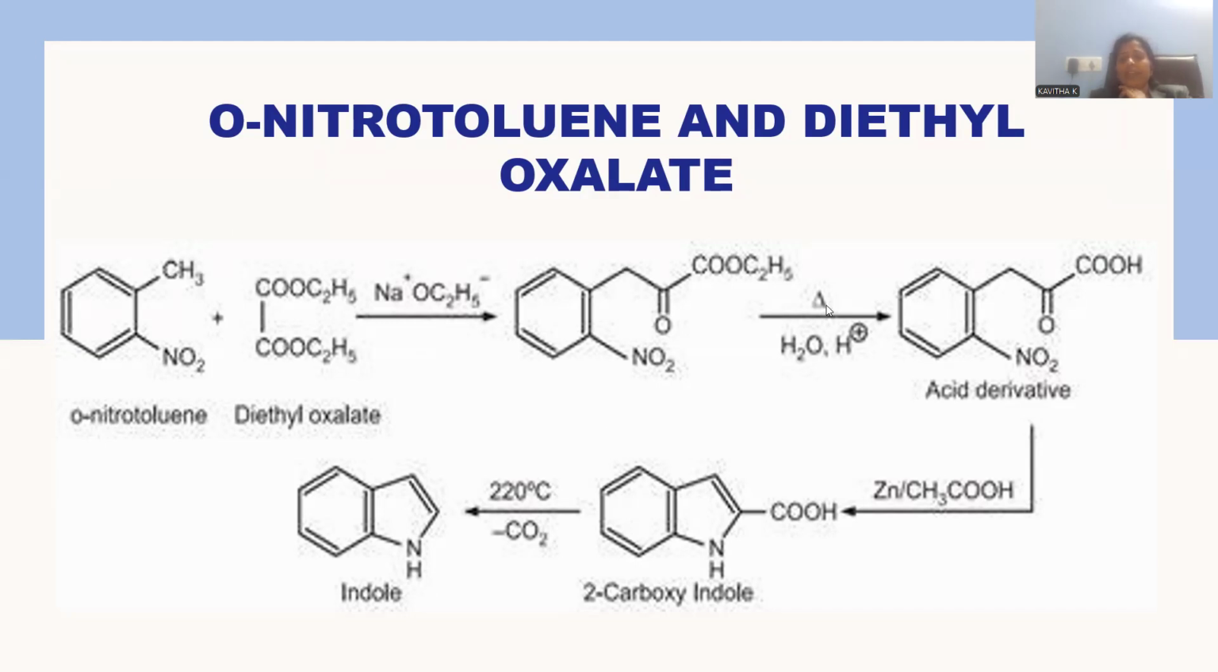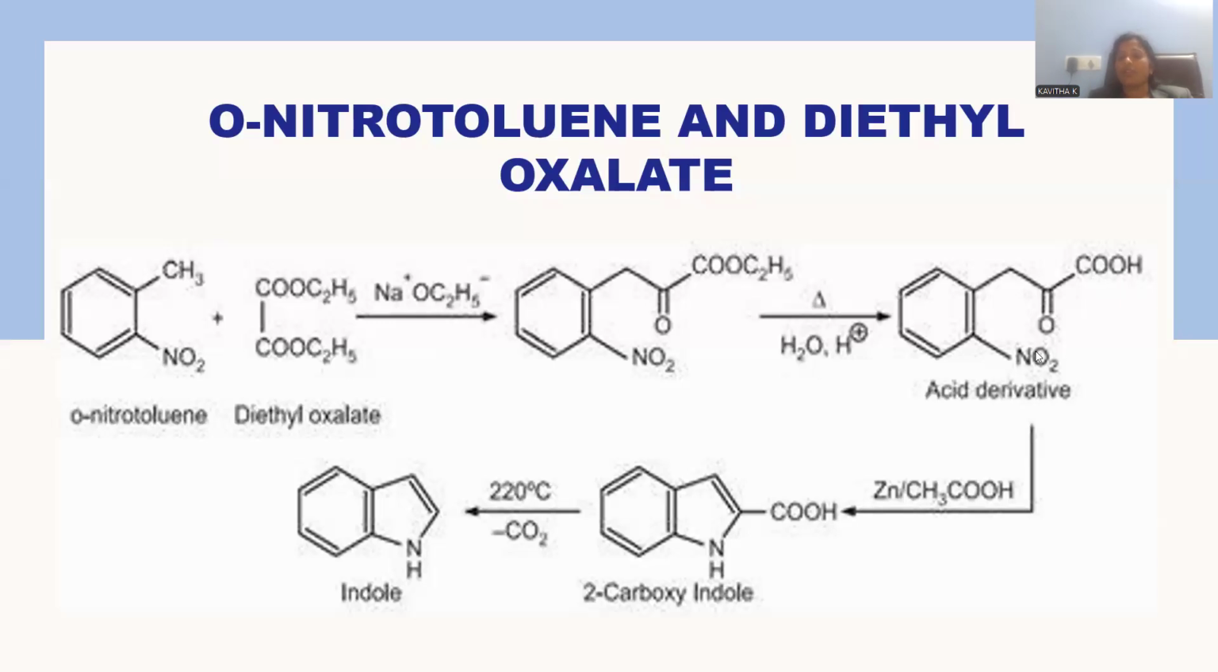Later, let me heat the compound under acidified hydrated conditions so that the ester will be hydrolyzed into the corresponding carboxylic acid. We get an alpha keto carboxylic acid, which is an acid derivative, right? After getting this, a zinc and acetic acid mixture works upon this. Zinc and acetic acid is a reagent able to reduce the nitro group into the amine functional group, so that we are able to transform nitro into amino.